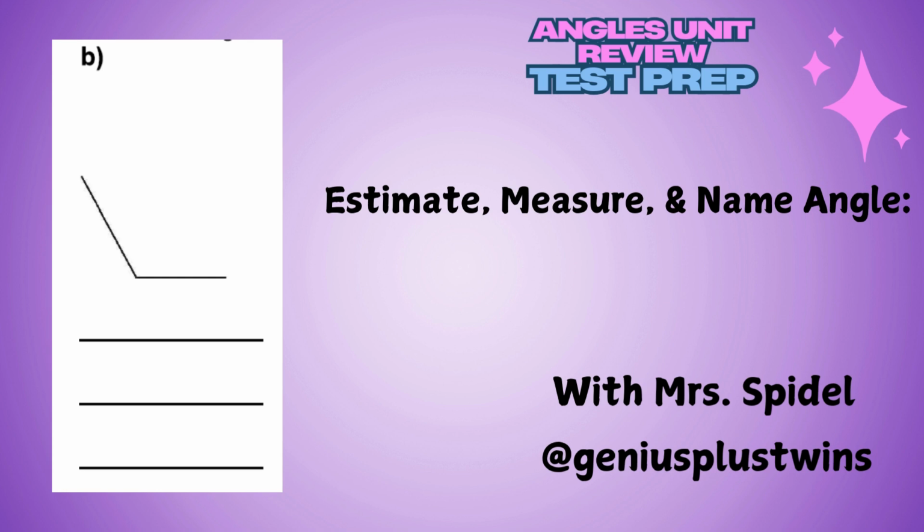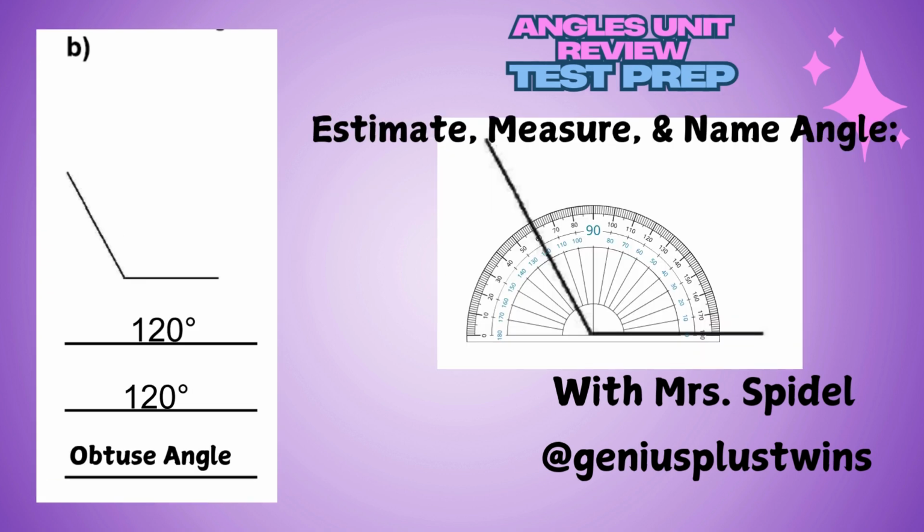Here's another example. In this one, you also have to estimate, measure, and name the angle. I can see by looking at this angle that this is an obtuse angle. I know it's an angle that is greater than 90 degrees, but less than 180. When making my estimate, I'm looking to see roughly where it is between 90 degrees and 180 degrees.